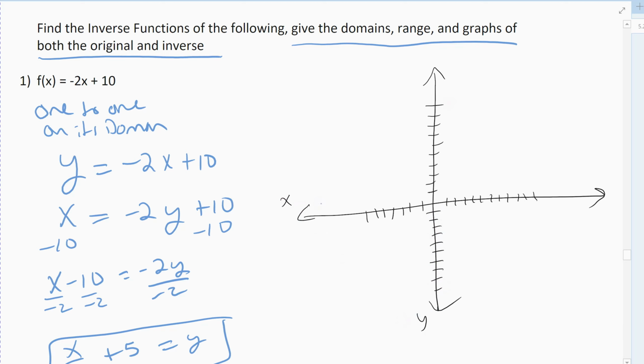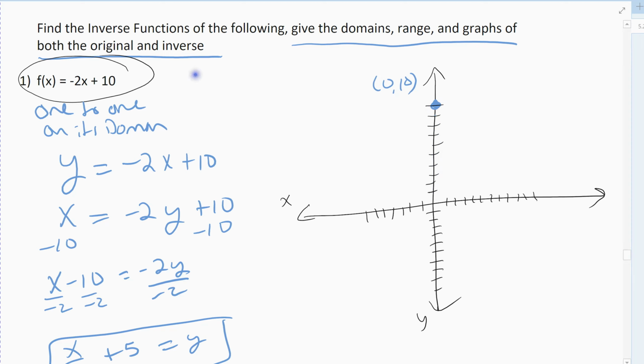Alright, so the first function, I'm going to graph my original. So I'm going to graph the original in blue. And so my first function is a line, it goes through the point 0, 10. 1, 2, 3, 4, 5, 6, 7, 8, 9, 10. I did give myself enough. 0, 10. And then the second point, well, I like to pick my intercept. So I'm going to find the intercept.